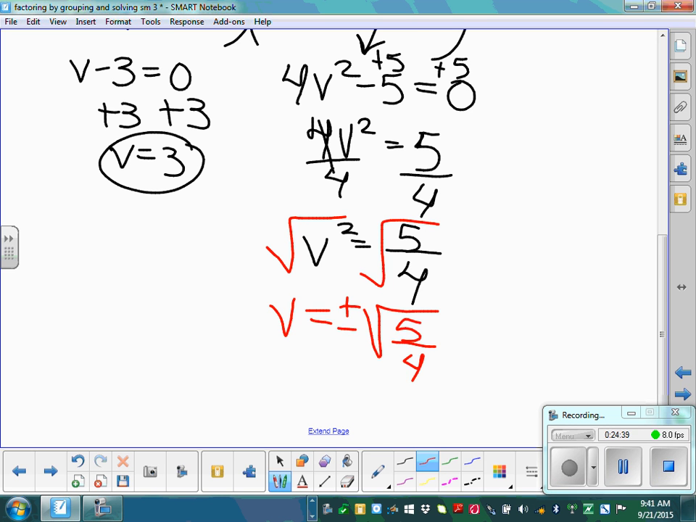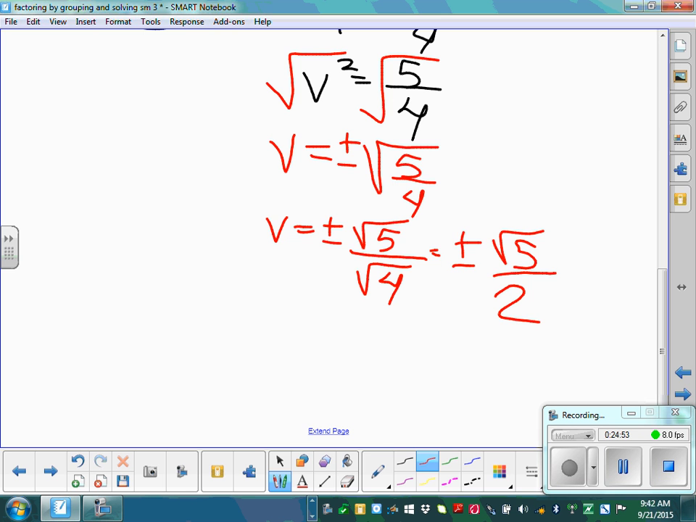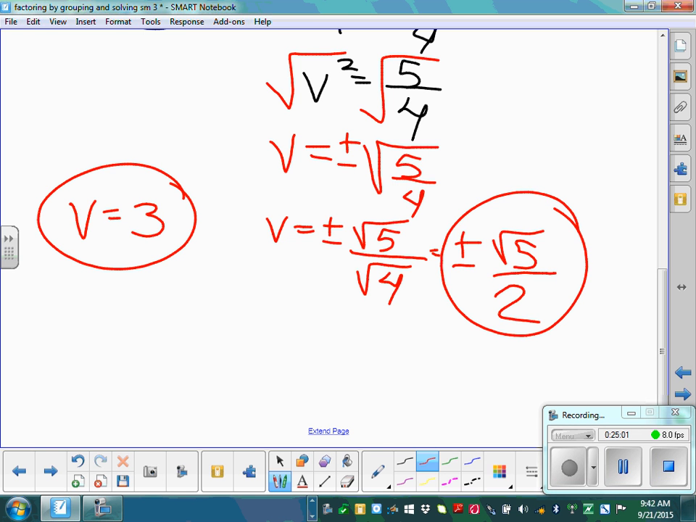And then we'll split it up. b is equal to plus and minus the square root of 5 over the square root of 4. What is the square root of 4, guys? 2. So really we have plus and minus square root of 5 over 2. Do we need to fix anything? No, good. There's 2 of our answers, and we already have the other answer. b is equal to 3. We have our 3 answers.